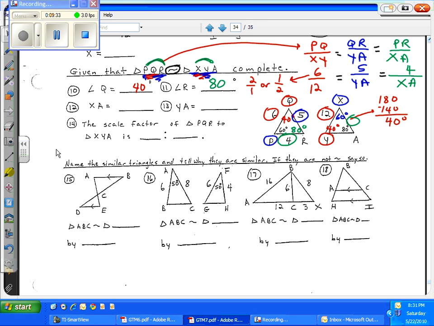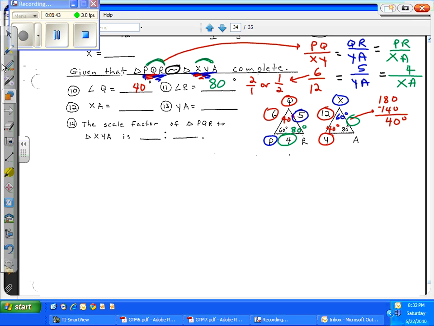So when we look for XA and YA, we would be using proportional reasoning there. We could use a proportion or dimensional analysis, and I think I'll do one of each. The scale factor of PQR, that's the little one, and you may have a hard time telling, but we do know that QP went to XY, so the 6 went to the 12.